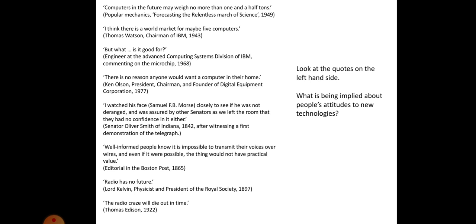This is not to say that people completely miss the point with these new technologies, just that there's always a healthy dose of skepticism. People are always unsure about the wider implications of these new technologies, and unfortunately don't always get them right.